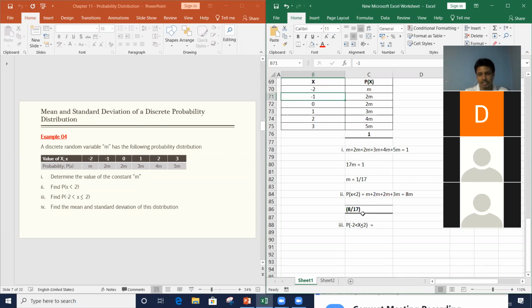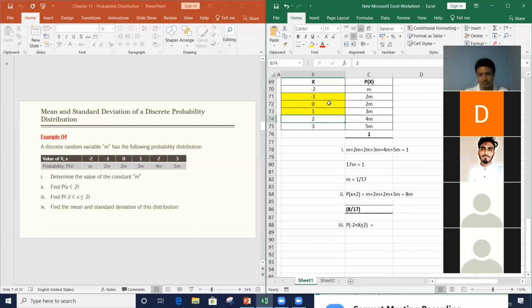Can we consider -1? Yes. It is greater than -2 as well as less than 2. 0, again we can consider. 1, can we consider? Yes. 2? Yes. Why? Because x is less than or equal to 2. So we can consider it as well.